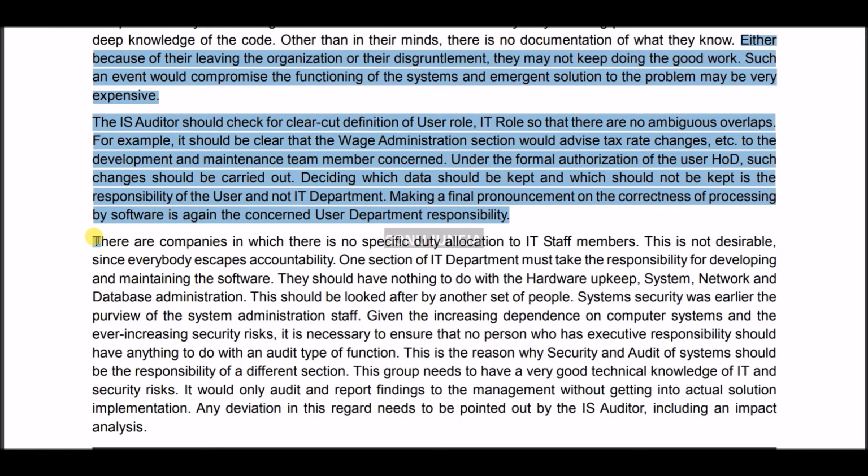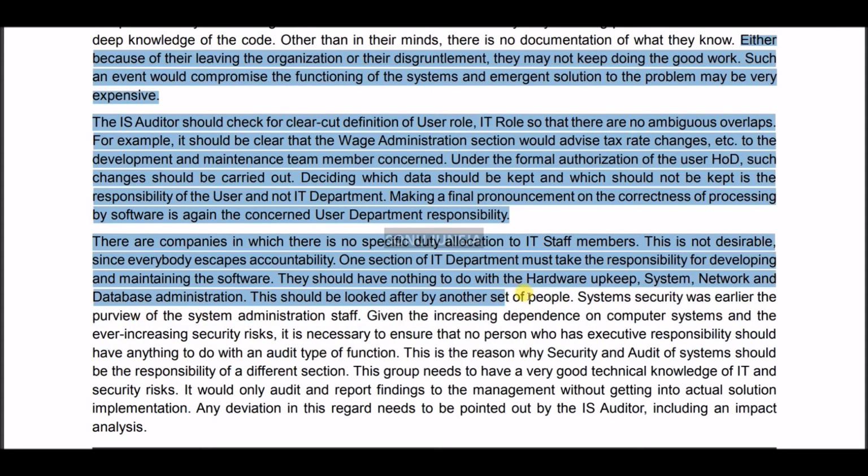With respect to the data being important or not, that has to be considered by the people of the different departments who are using such developed software, and has nothing to do with the IT department. There are companies in which there is no specific duty allocation to IT staff members. This is not desirable since everybody escapes accountability. One section of the IT department must take the responsibility for developing and maintaining the software.